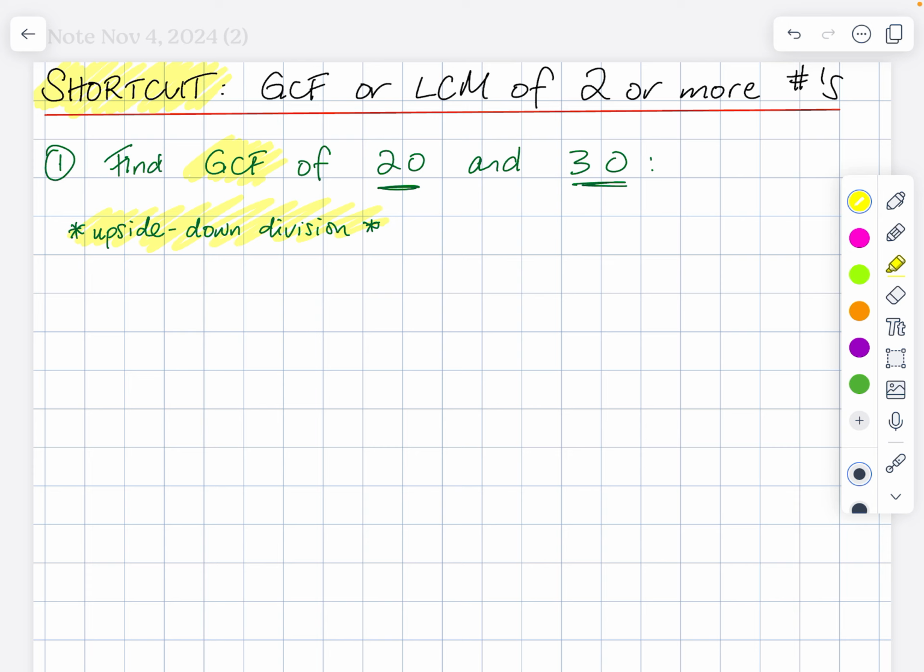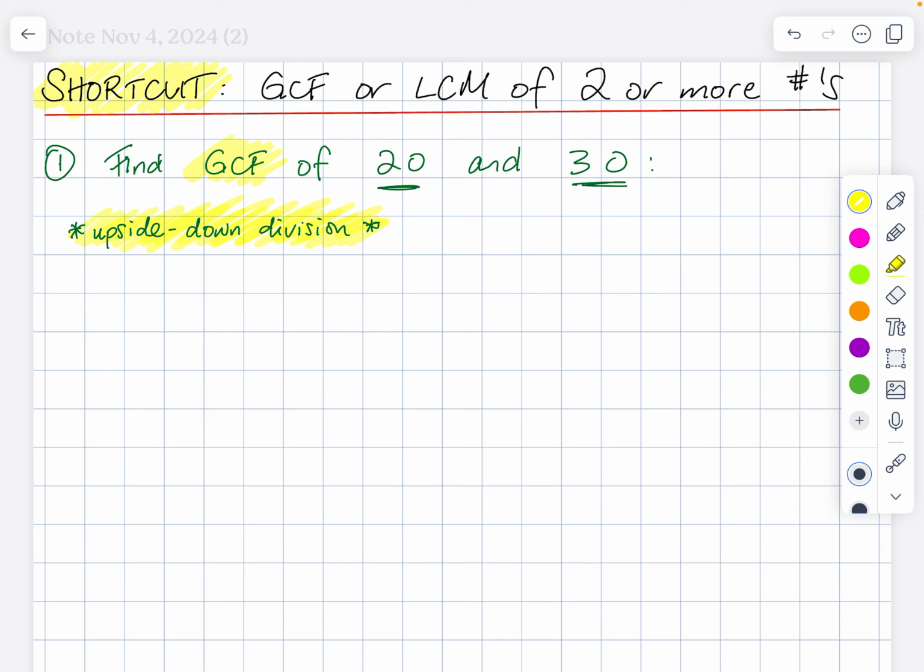So feel free to take notes as you watch the video, and remember to pause the recording as you need to, or you can just go ahead and sit and watch this video and see if you can understand this method. This method is upside down division. And again, it's a shortcut, especially if the numbers that you're asked to find either the GCF or the LCM for are quite big.